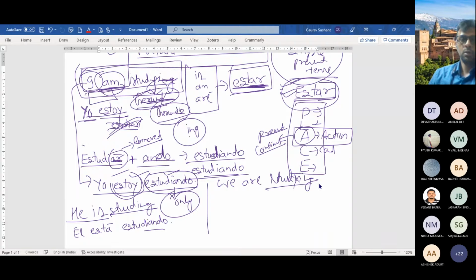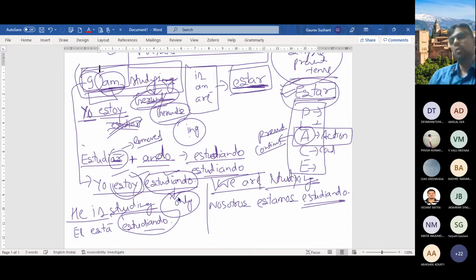Similarly, if you make it we are studying, I hope all of you are getting it. So we are studying, you start with nosotros. The form of estar will be estamos, and then estudiando. So you can see subjects are changing, but the gerund form of the verb estudiar is constant. You do not need to make it plural or singular, and there is nothing like masculine or feminine with this form. You use it as it is.